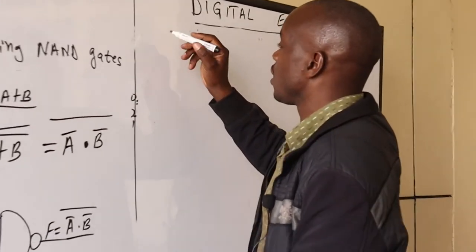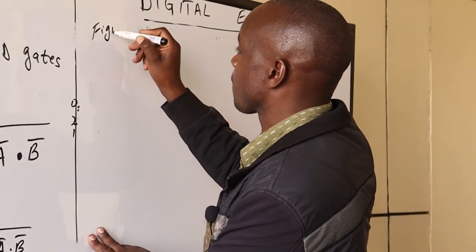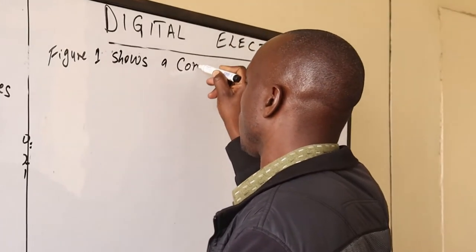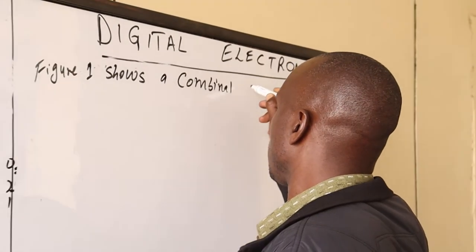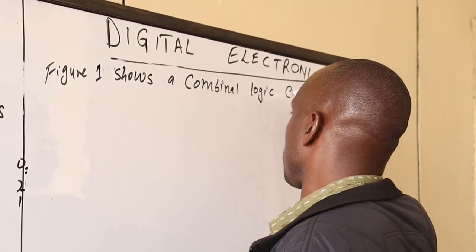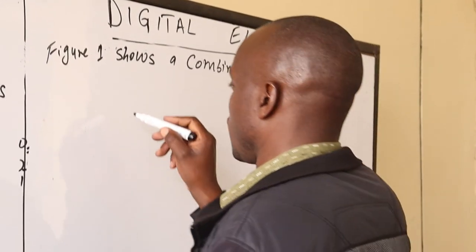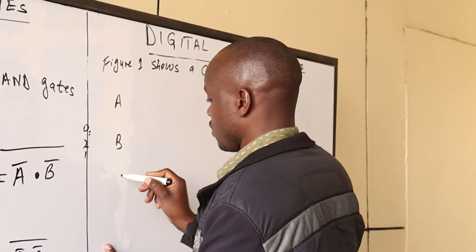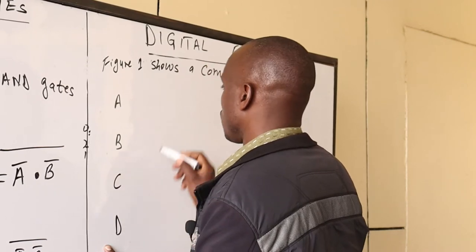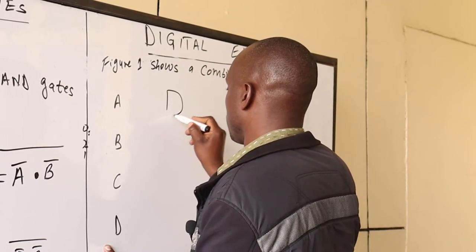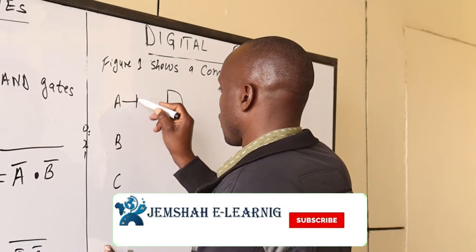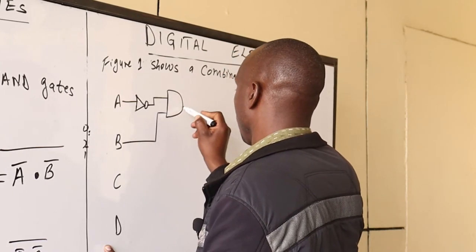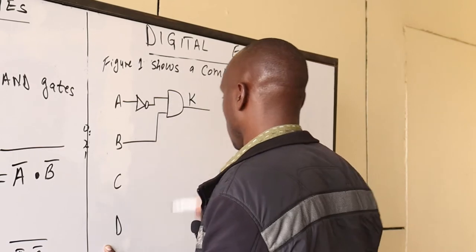Now let me write here. Figure one shows a combinational logic circuit. So then we draw the figure here. You can even decide we have A, we have B, we have C, and then we have maybe D. So the first one here, we have maybe an AND gate. This AND gate's output has passed through another gate. This is B. I can call this one even K, output K.